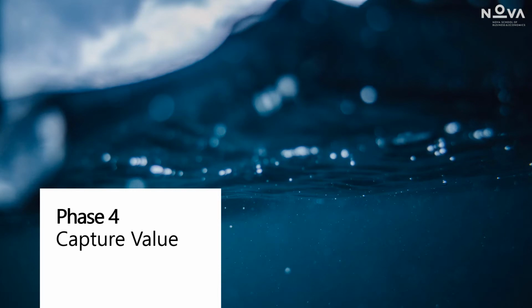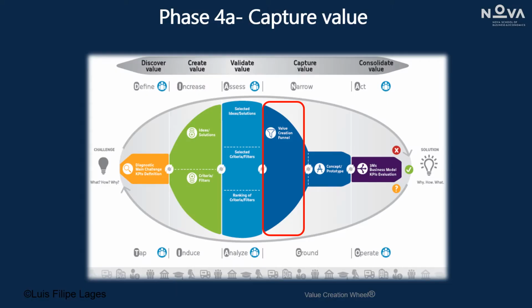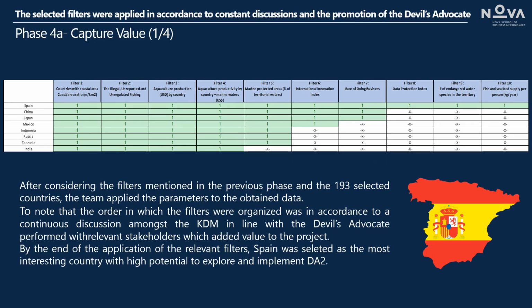We have now reached Phase 4. Phase 4A is characterized by the capture of value. In order to find the most suitable country and region for our business, we performed the Multiple Criteria Decision Analysis, or MCDA. This method allowed us to rank the filters and evaluate each possibility after performing the analysis.